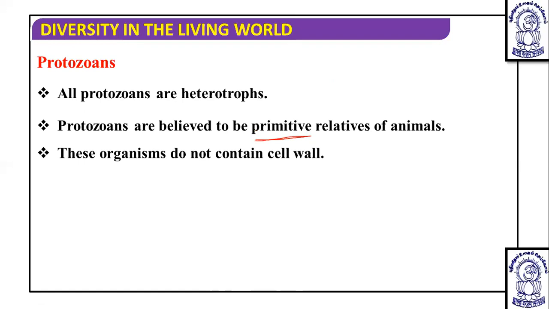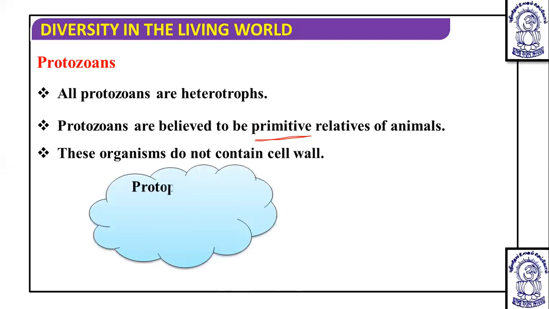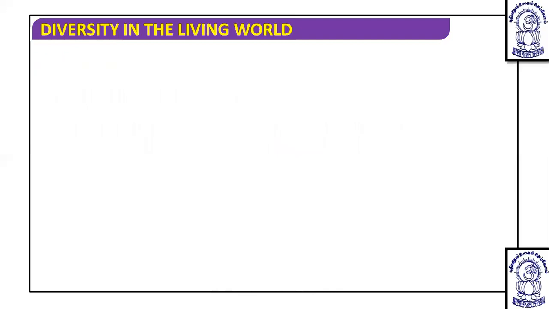Then it is known that these organisms do not contain a cell wall. They do not have a cell wall as well. And here protoplasm is surrounded by the outermost covering, that is the plasma membrane. And these protozoans are classified into four major groups. Dear students, some detailing of the life cycle of these protozoans will be dealt with in the zoology chapter, that is human health and disease. But here we are going to talk about just four major types of protozoans.